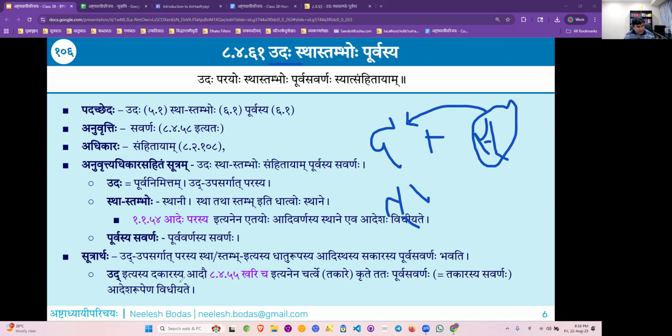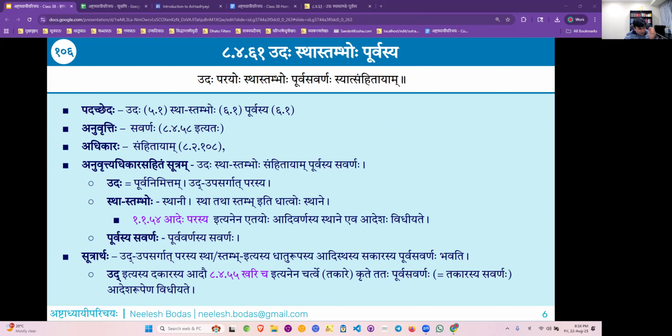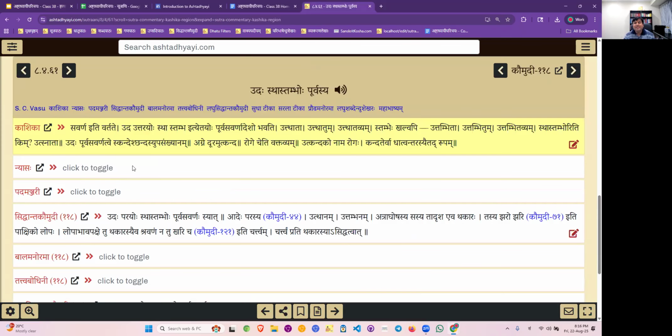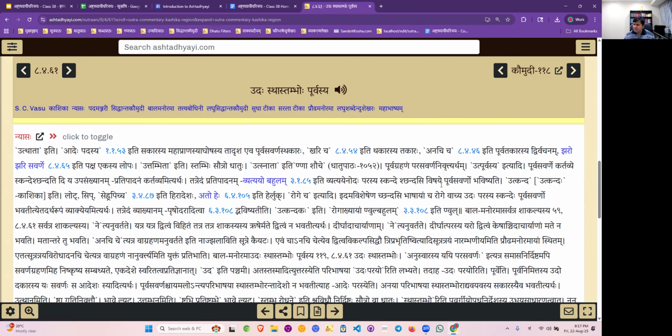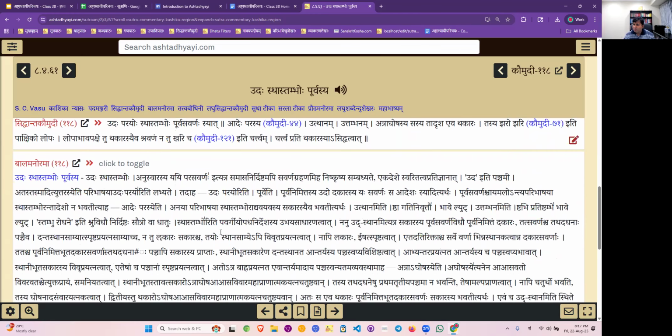So uda ityasya dakarasya adau khari cha ityanena chartve ityukte takaradeshe krute tataḥ pūrva savarṇa ityukte takārasya savarṇaḥ ādeśarūpeṇa vidhīyate. Sadly, in all the Vyakhyanas, including Siddhanta Kaumudi, I think, this bit is missed out. Most of the commentaries will say Dakarasya Purva Savarna. Somewhere in the commentaries it is clearly written, Dakarasya Purva Savarna Bhavati. So Udaha Purva Savarnatvayin, I found 2 or 3 places, even in Bala Manorama, which explains Siddhanta Kaumudi.